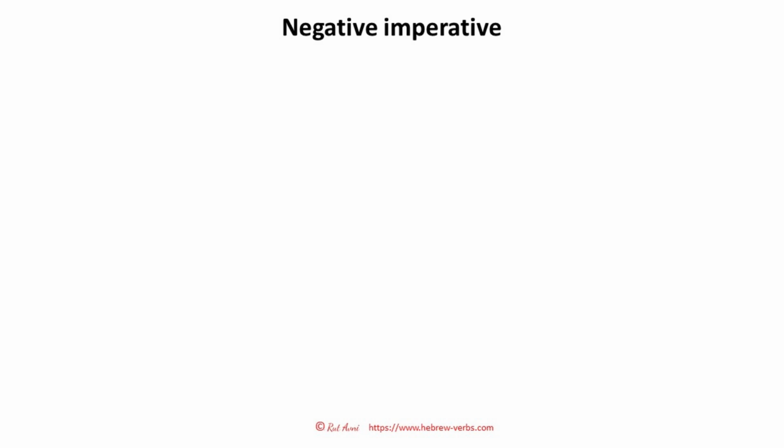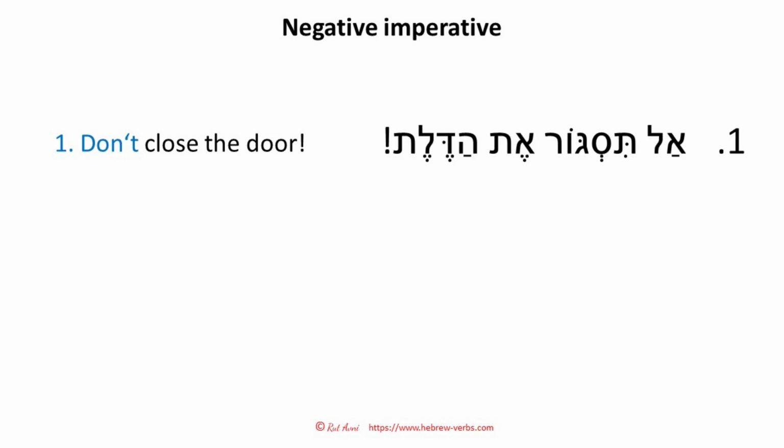Now, the negative imperative. You cannot express the negative imperative in Hebrew without the future tense, for which you will need not only the future tense, but also al. That is basically the negation. So, don't close the door is al tisgor et hadelet. So you have al and the future tense. Let's come to the next one.